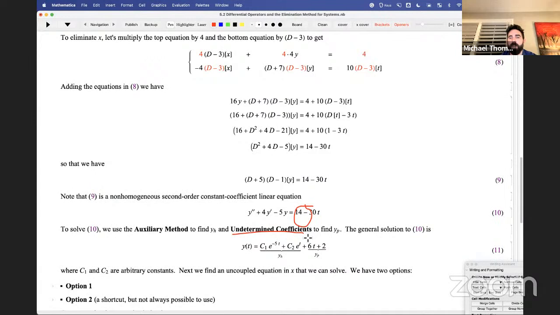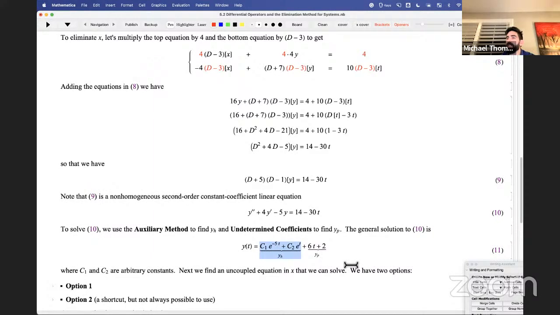Okay, so assuming you can do that, and we'll do one in just a few minutes, the general solution is this: what you get for the homogeneous, and that's what you get for the particular. The general solution for y is given right there, where C1 and C2 are the arbitrary constants in the homogeneous part.